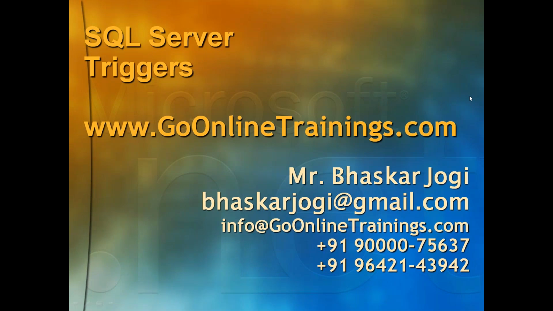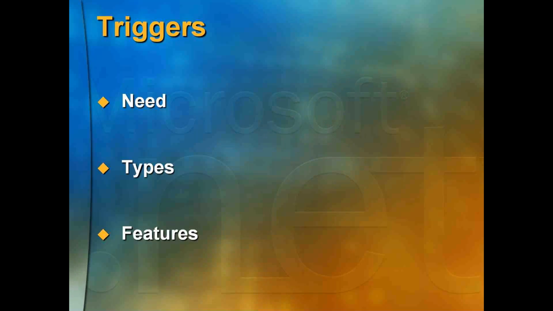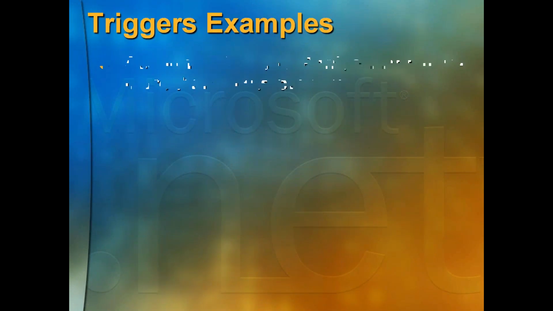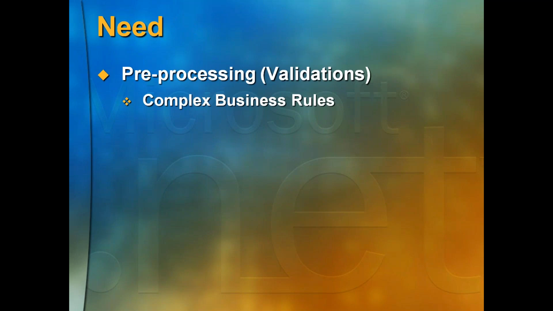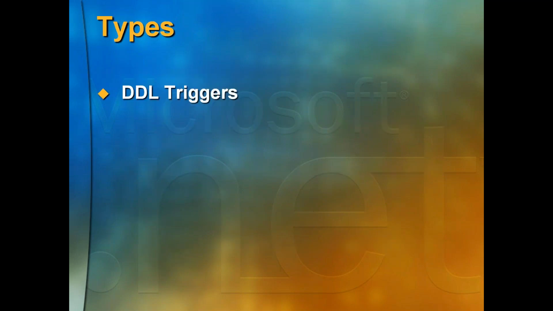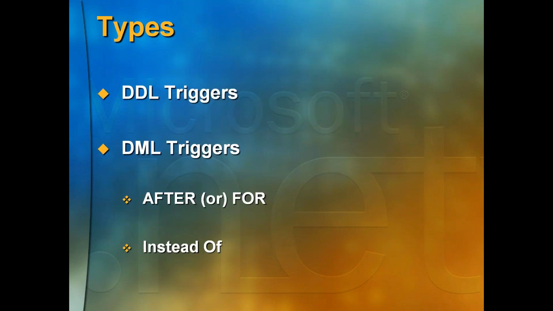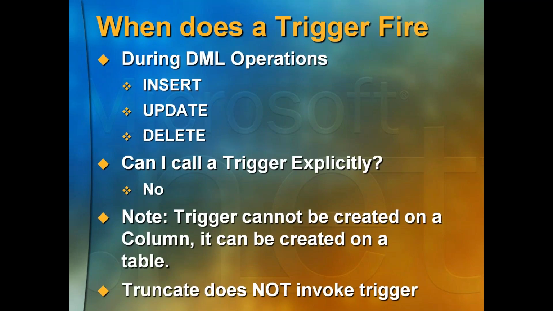We were talking about triggers yesterday. What is the need for the trigger, what are the features, and why do we need magic tables, and all these things we discussed yesterday, right? So, we have two types of triggers. One is called DDL, and the other one is DML triggers. And again, in DML triggers, there are two types. One is called after trigger, also called a for trigger, and the second one is called instead of trigger, right?